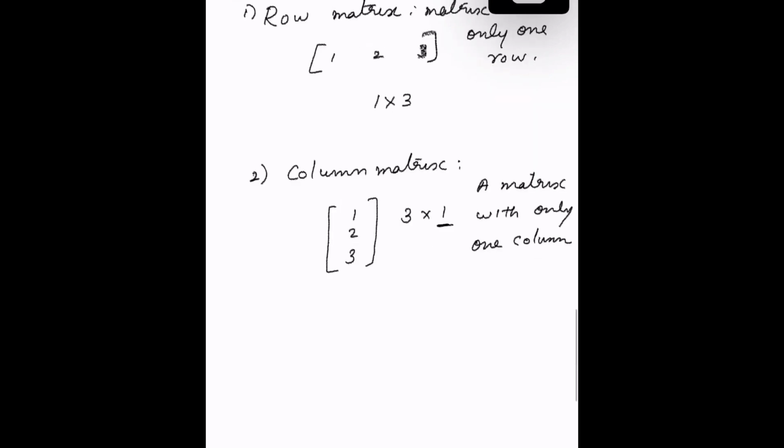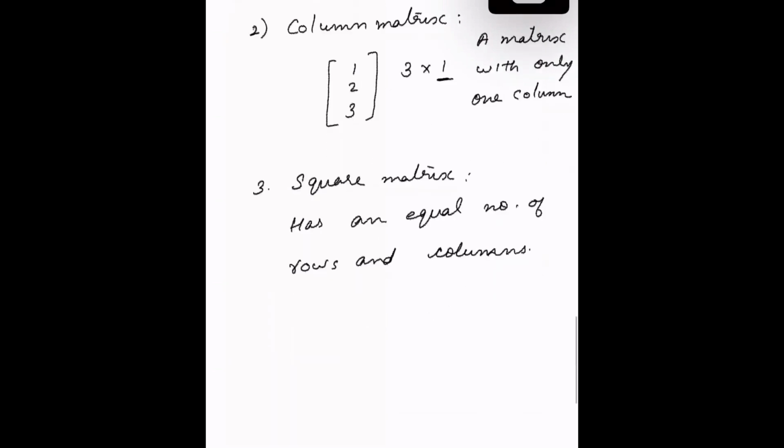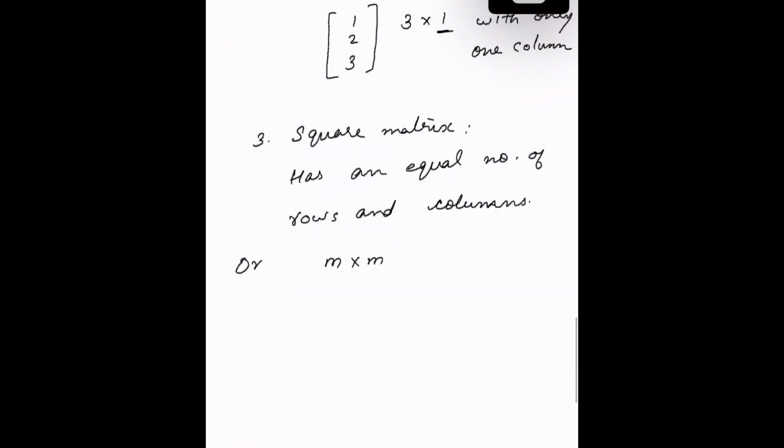Now, what is meant by a square matrix? If the number of rows and number of columns are the same, then that kind of matrix is called a square matrix. A square matrix has an equal number of rows and columns. So what will be its order? Its order will be m by m, or I can write 2 by 2 or 3 by 3. These are called square matrices.